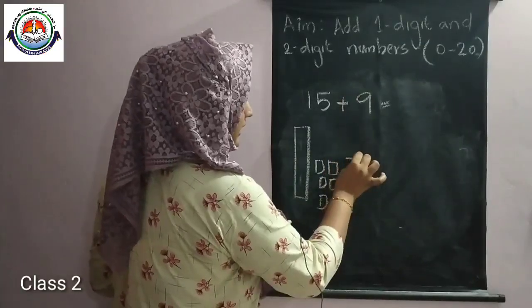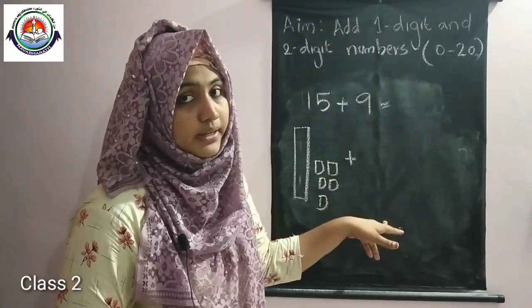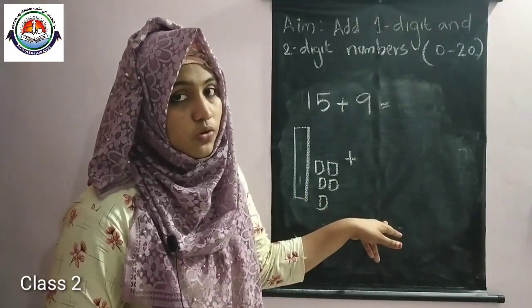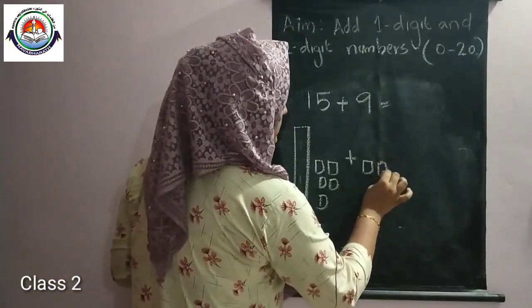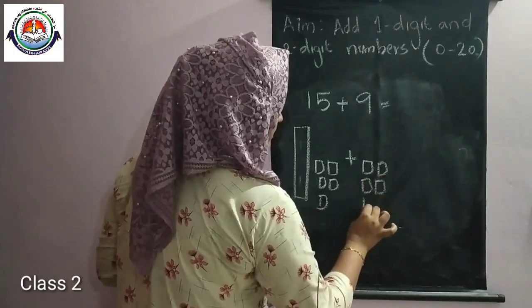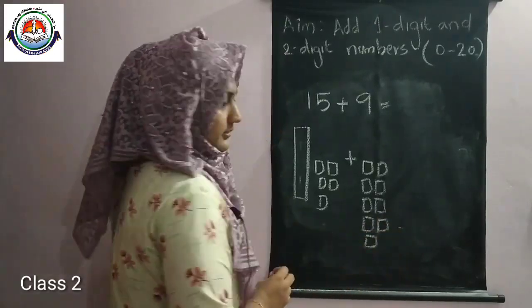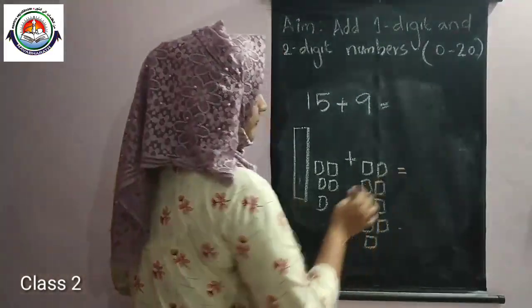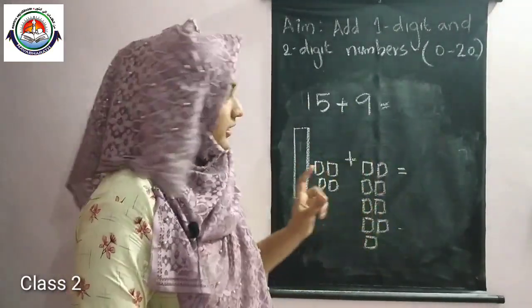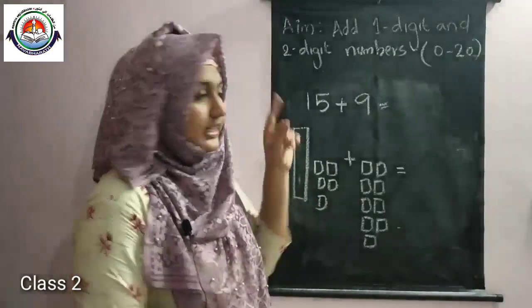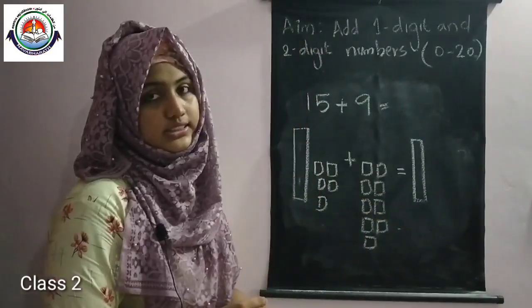Then we are going to add number 15 to the number 9. How can we draw number 9? We can draw 9 small squares. Okay. So here 1, 2, 3, 4, 5, 6, 7, 8, 9. Okay. Then we are going to put all these blocks together. So here only 1 tens block. So here we can draw 1 tens block.